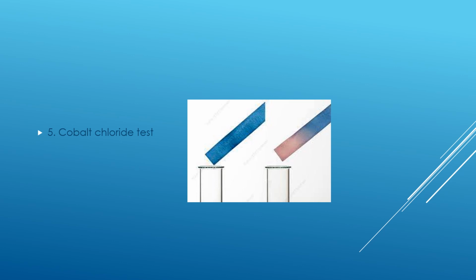Next we will see the cobalt chloride test. A filter paper is taken and dipped in the cobalt chloride solution. Then it is dipped into the emulsion and dried. If the color of the filter paper changes from blue to pink, the emulsion is oil in water type. So these are the different tests to identify the type of emulsion, whether it is oil in water or water in oil.